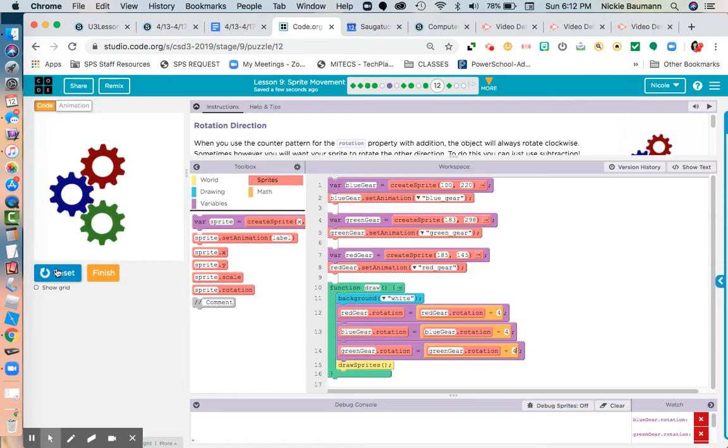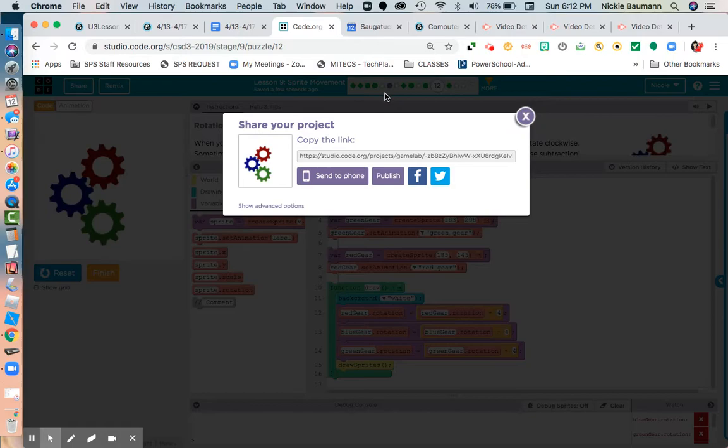When you're done, you are going to share this link. So you're going to go up to share. You're going to copy this link and submit it in Schoology.